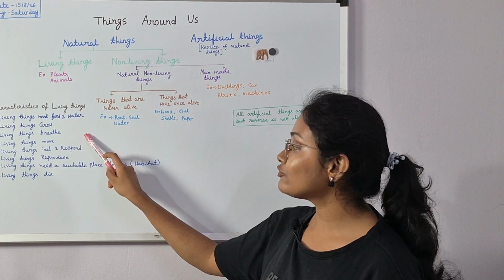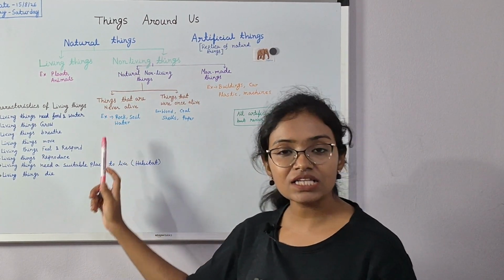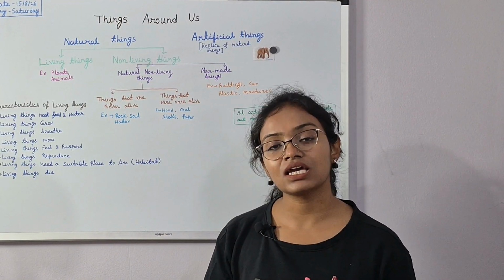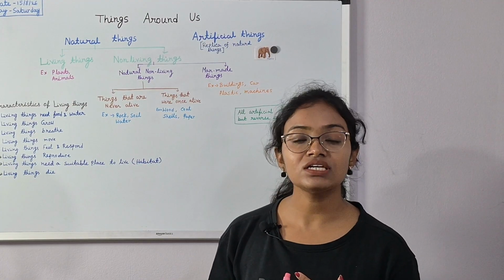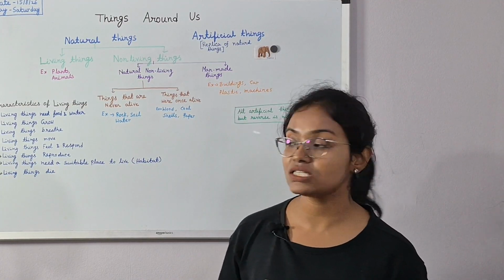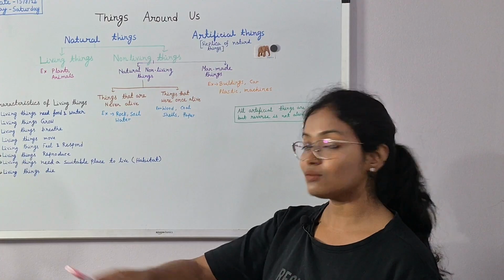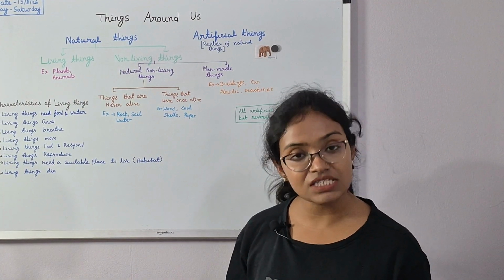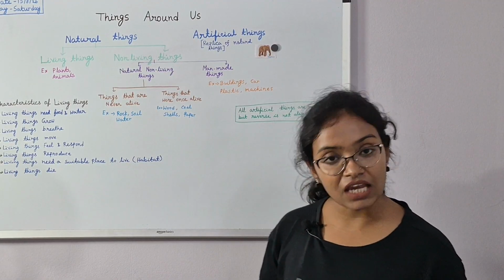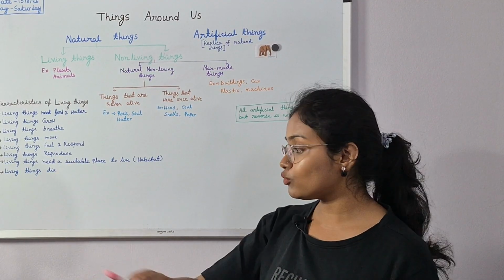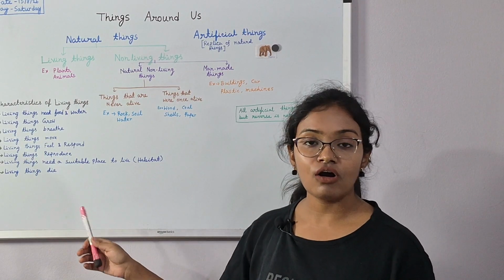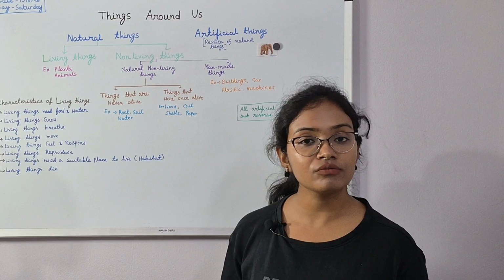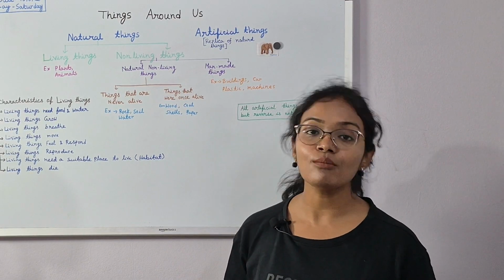Next point, living things move. We can see two types of move. One is movement and the second is locomotion. What is movement? Movement means I am moving my hand, but I am not changing my position. I am standing in one place, just moving my hand or blinking my eyes. So I am not moving from this place, right? So this is movement.